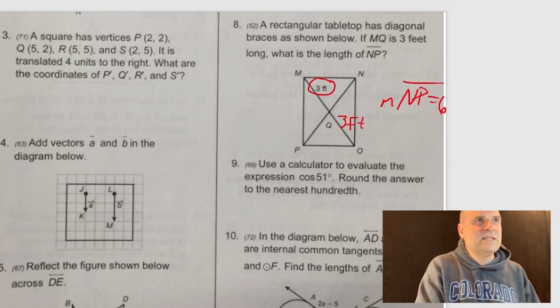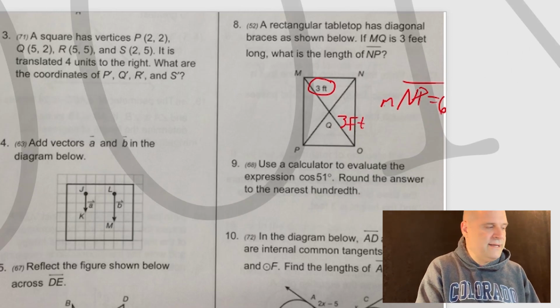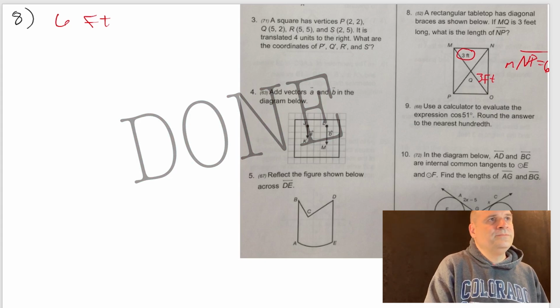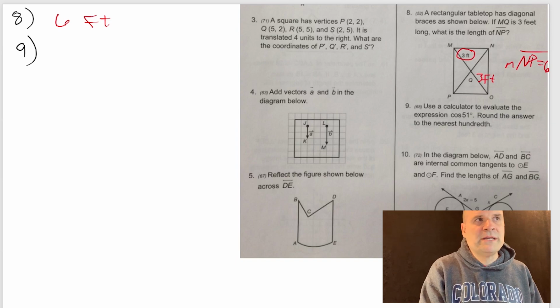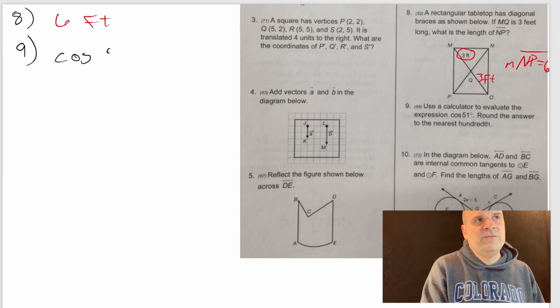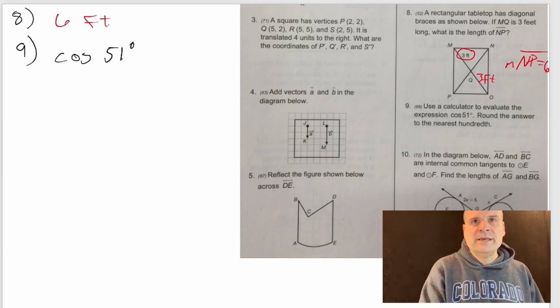Okay, so 6 feet is the answer to number 8. Number 9. Use a calculator to evaluate the expression cosine of 51 degrees. Round to the nearest hundredth.